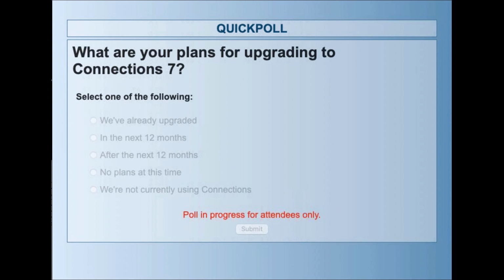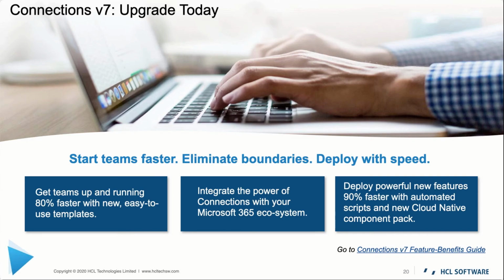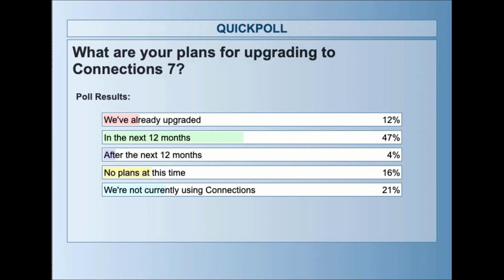So let's go close the poll and share the results here as well. And again, it looks like almost half of you are planning to upgrade to Connections 7 in the next 12 months, and a good number of you have already upgraded in just the last couple of months. So that's great to see, and I would encourage all of you to check that out, download it, and start getting your demo, development, or proof of concept environments up and running on that.